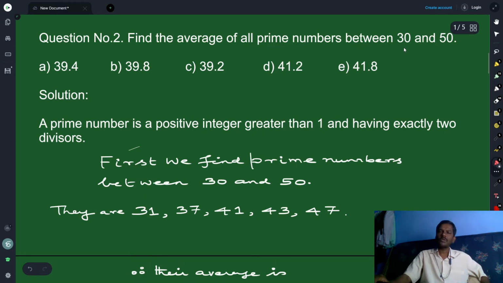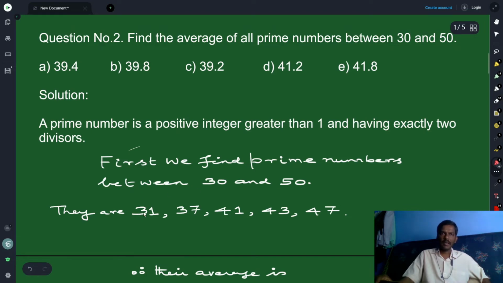For that we must know what a prime number is. A prime number is a positive integer which is greater than 1 and has exactly 2 divisors. So the two conditions that a prime number satisfies: it should be a positive integer greater than 1 and should have exactly 2 divisors. So first we find primes between 30 and 50.